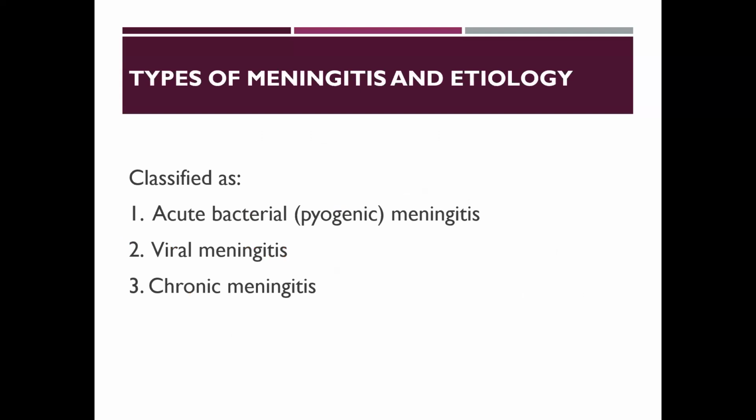Next, types of meningitis and etiology. As we discussed, meningitis is mainly classified into three types. The first one is acute bacterial pyogenic meningitis, which is caused by pyogenic bacteria, meaning pus forming bacteria. The second one is viral meningitis, and the third one is chronic meningitis.